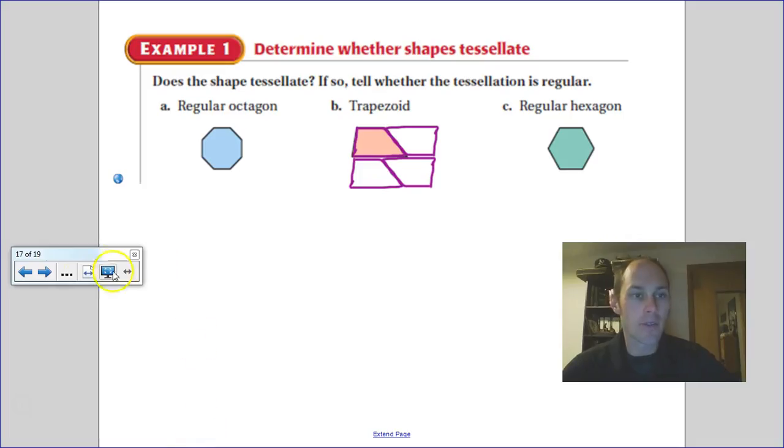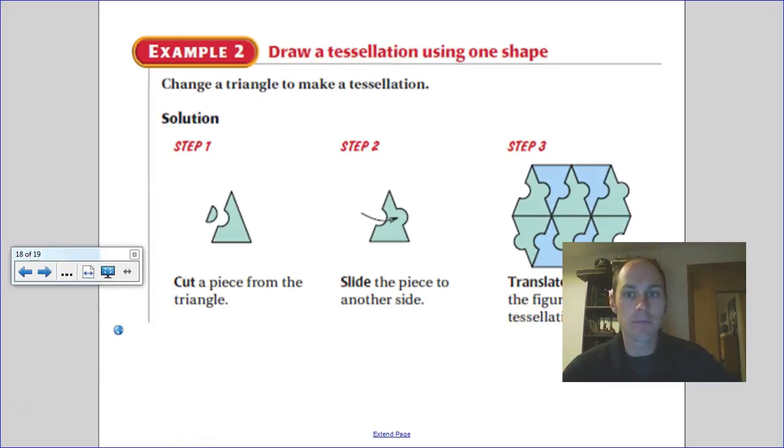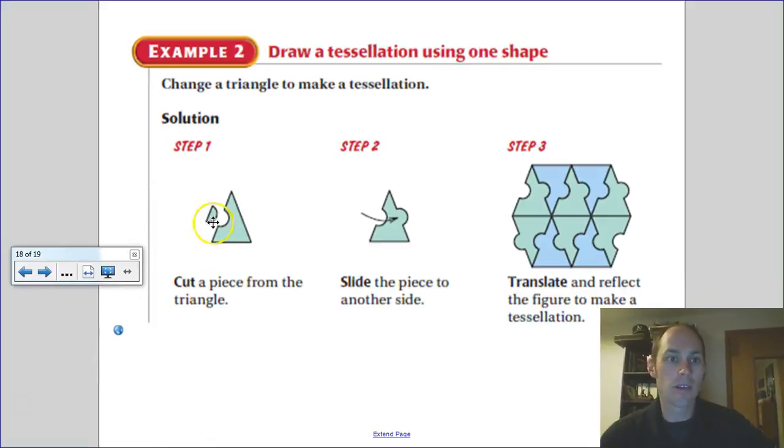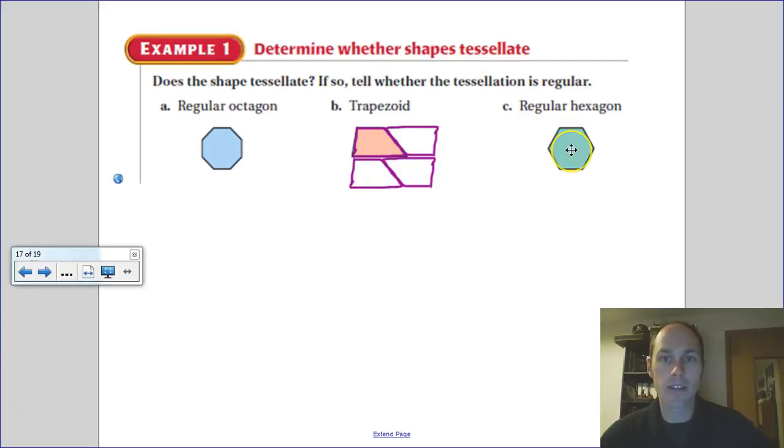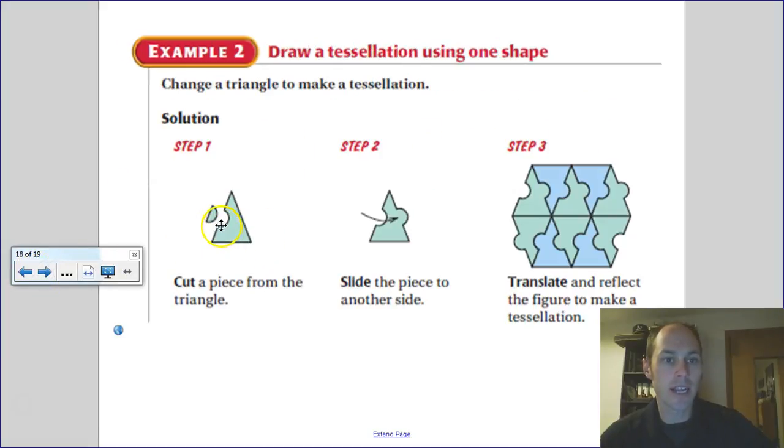So the other thing with tessellations, we can do a tessellation with kind of irregular shapes. This was a regular hexagon, so it was a regular tessellation. But if we have shapes that are kind of odd, start with a triangle that we know tessellates. If we cut a piece out from it and move it to the other side, you can see that those match up as we rotate those figures around.